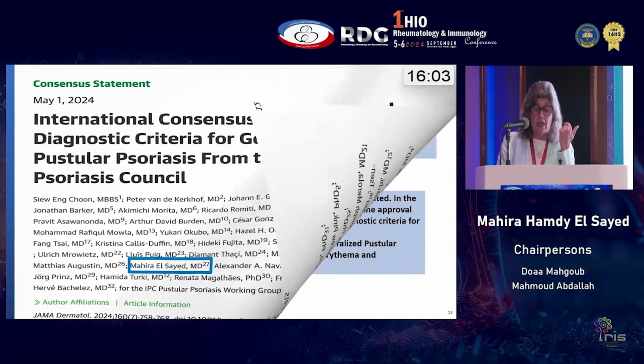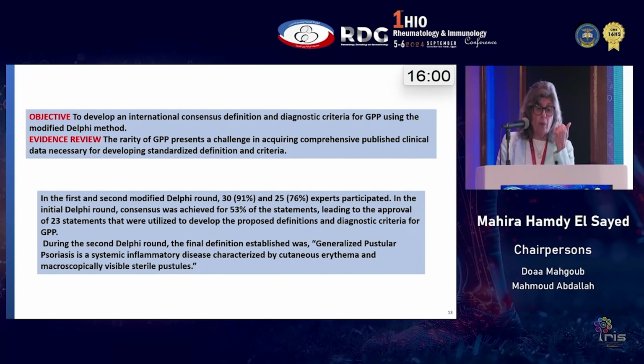And what they did was, the objective of this was to develop a consistent definition to the disease. And because it's so rare, it presents a challenge in acquiring comprehensive published clinical data necessary to develop any standardization. They did Delphi rounds, the first and second modified rounds, 91% and 76% participated. In the initial Delphi round, consensus was achieved only for half the statements, leading to the approval of 23 statements that were utilized to develop the proposed definition.